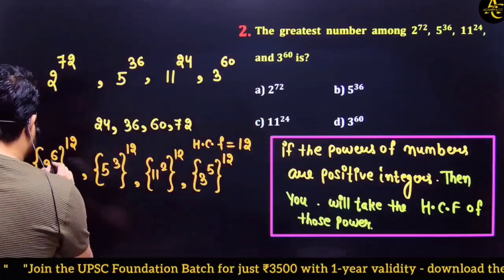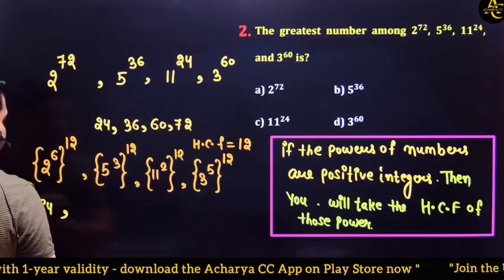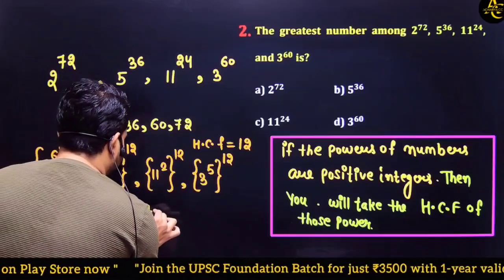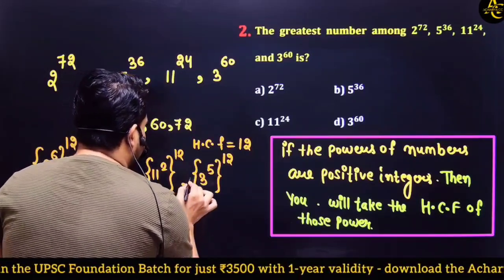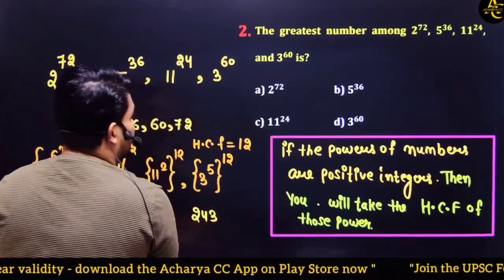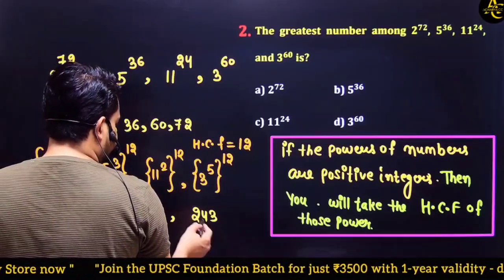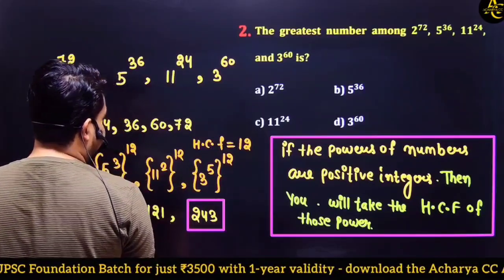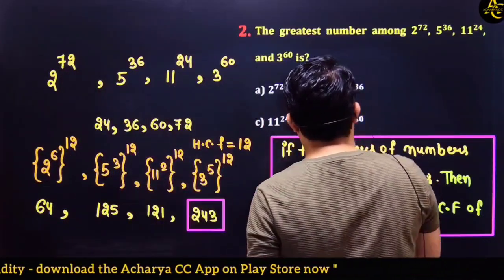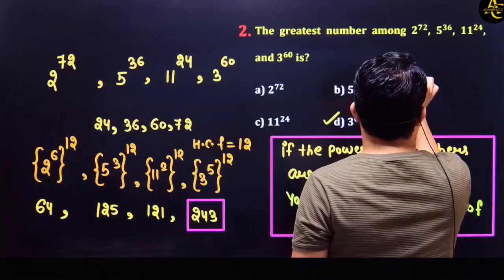So here we have 2 to the power 6 is nothing but 64. This number is equivalent to 64. This number is 125. This number is 121. And this number is 3 to the power 5, that is 243. So what we have to tell is the greatest number. So this one is the greatest number. 3 to the power 60 is the greatest number. So you have only two conditions, whether you have a to the power m or whether you have a to the power 1 upon m.